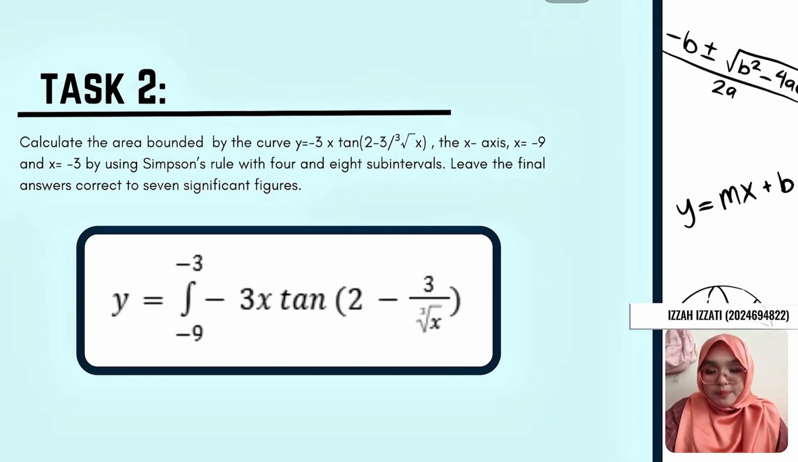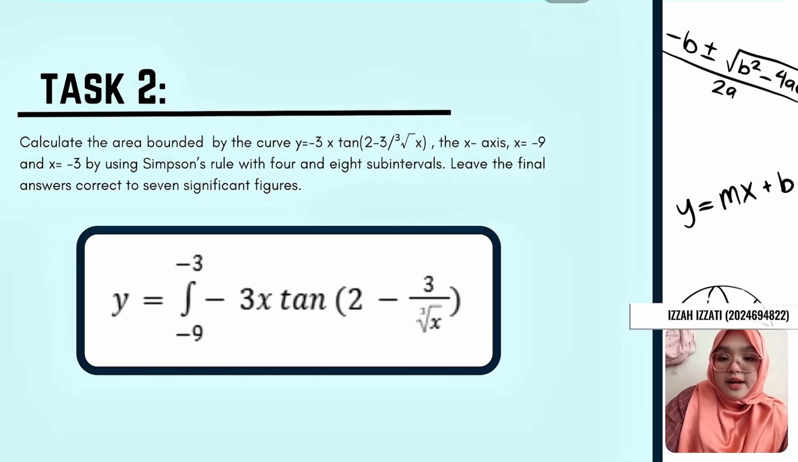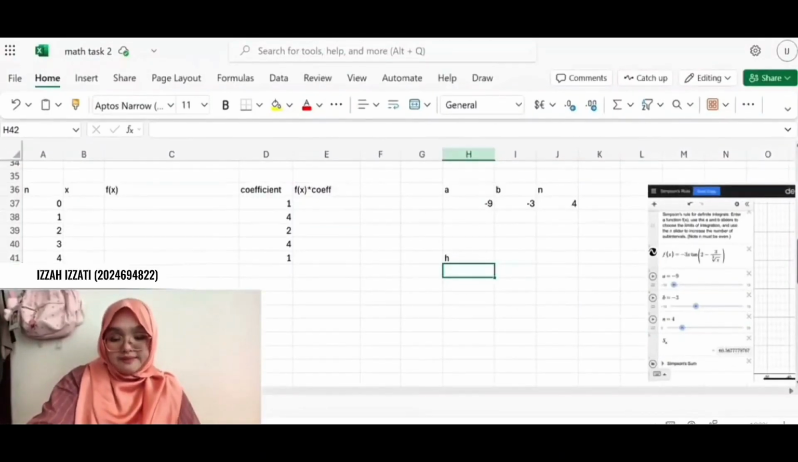Hi, so moving on to part 2, we are asked to find the area under the graph of this equation, and we are given the range of x, which is negative 9 until negative 3. We have to use 4 subintervals and 8 subintervals, so I will show you how to solve this with 4 subintervals. We have to first find the weight, which is h.